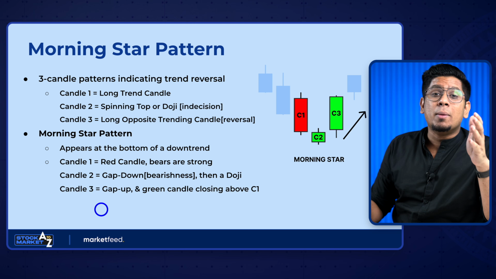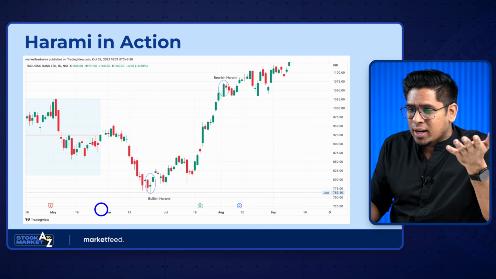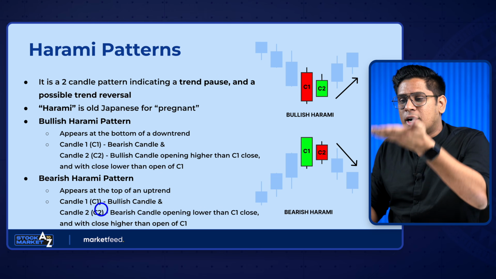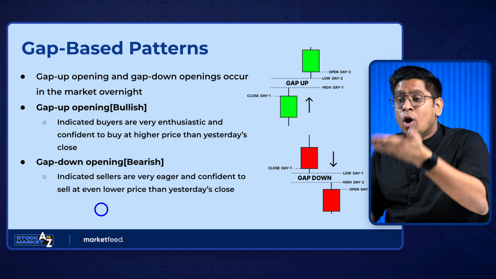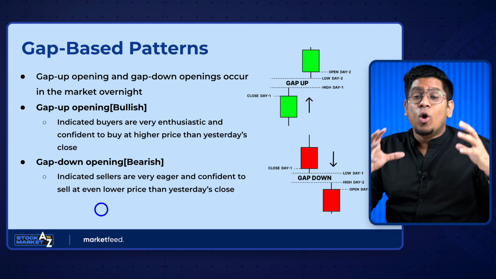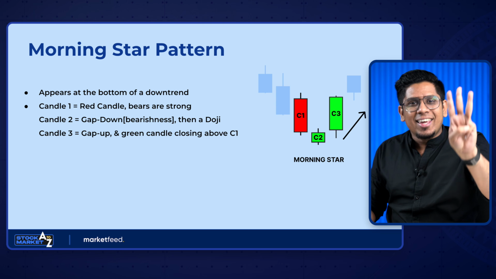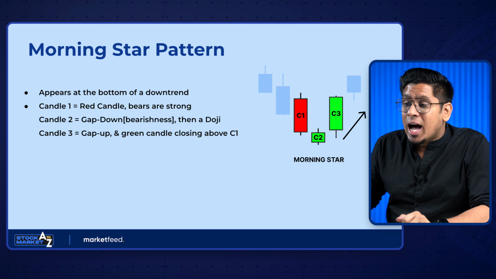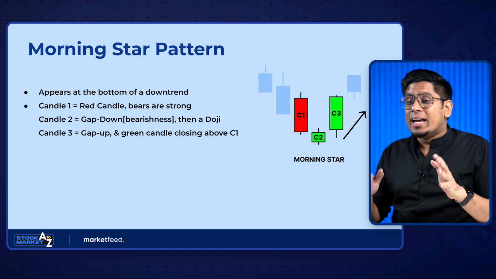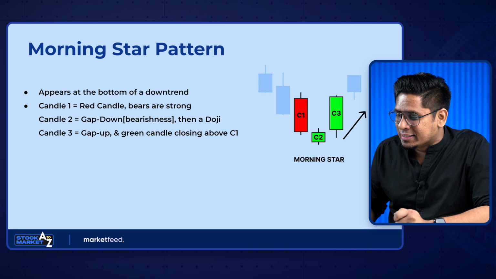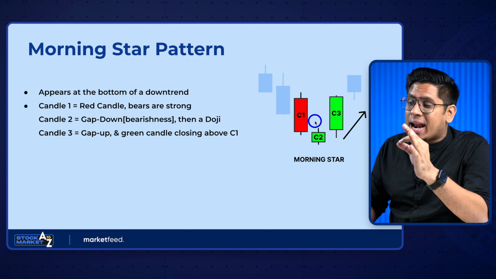So far we've been learning about two candlestick patterns, right? If you look at the engulfing pattern or a Harami pattern or even gap up or gap based patterns, all of these are two candlestick patterns. Now we are moving ahead to learning three candlestick patterns. The first one is a morning star pattern. Now let us clearly look into what a morning star pattern is, right? So clearly it is a three candlestick pattern.